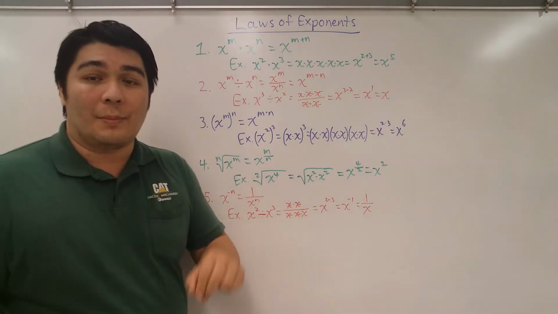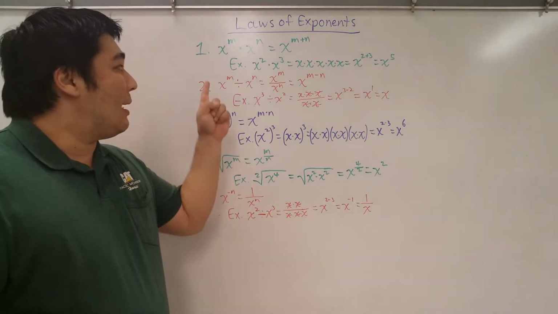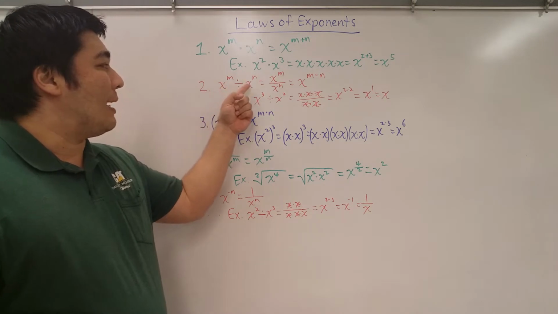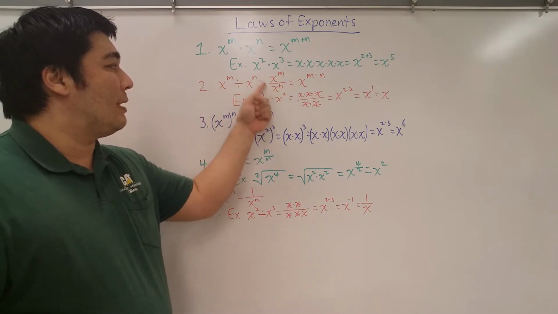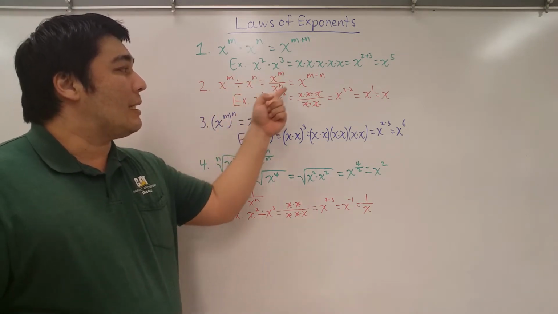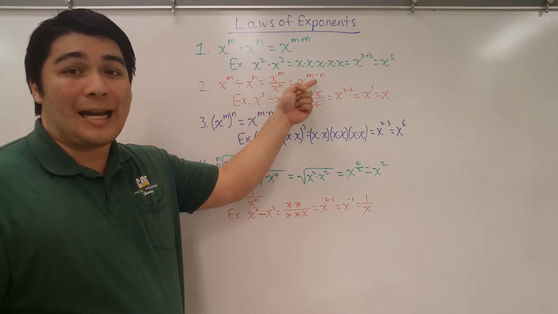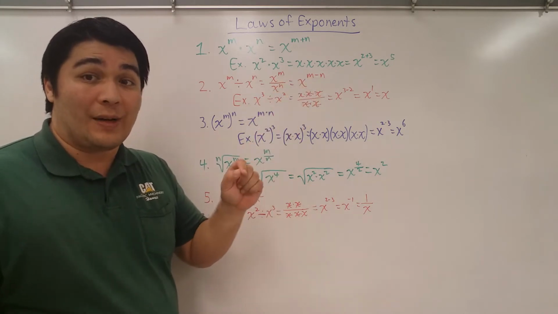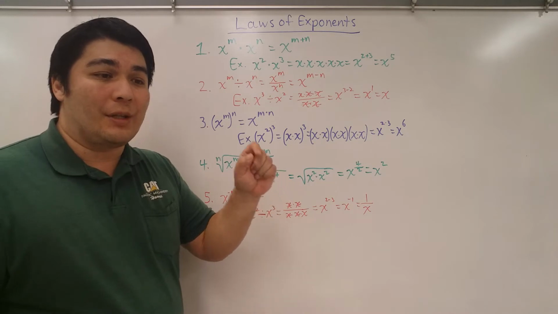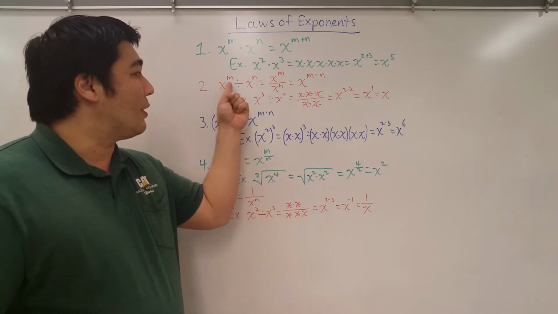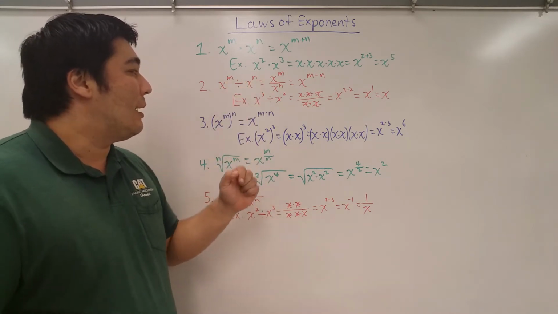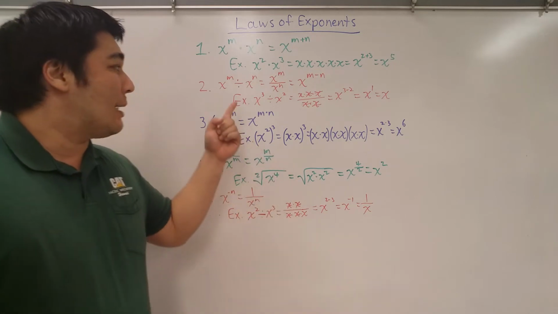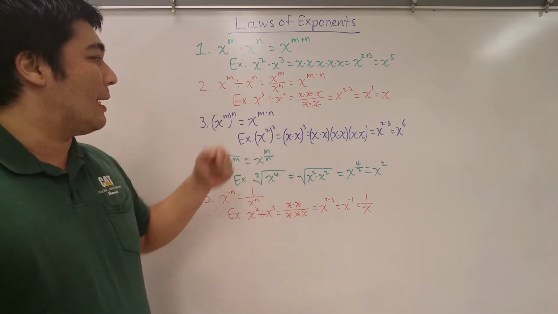Now let's move on to law number 2. Law number 2 states that x to the m divided by x to the n, which is also written in this form as a fraction, is equal to x to the m minus n. So if they're being divided, you subtract the second exponent from the first exponent. My example in this one is x to the 3rd divided by x squared.